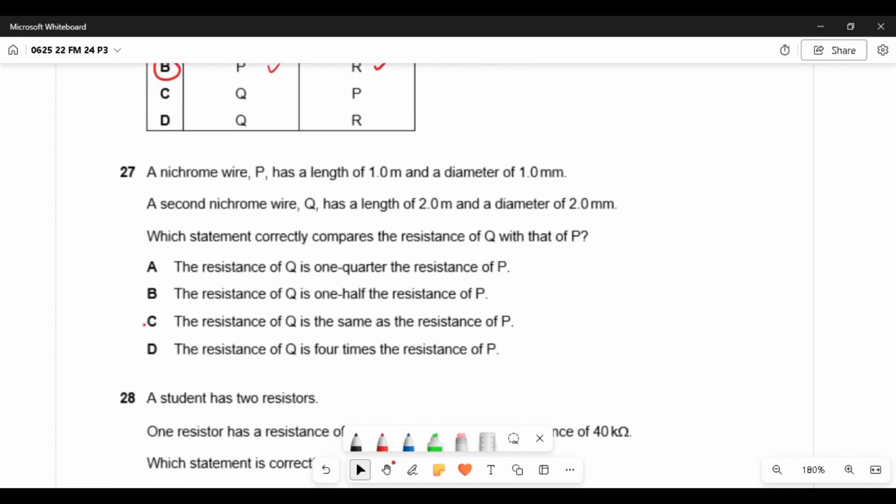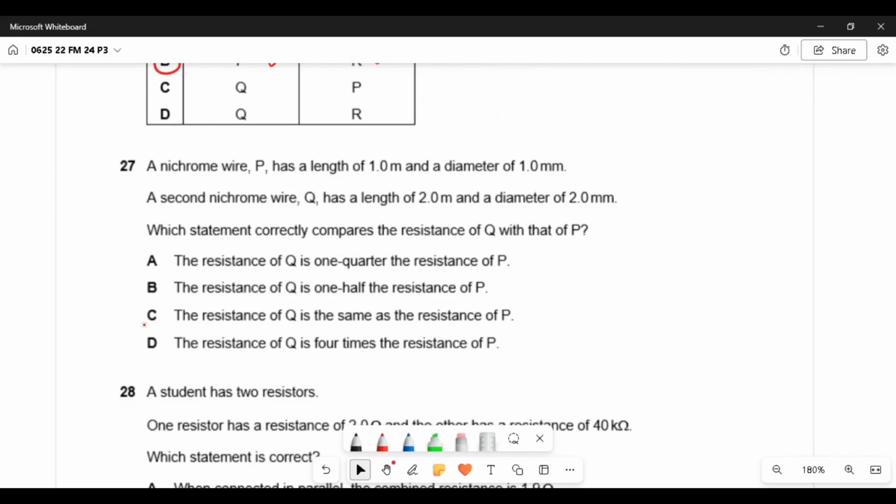A nichrome wire P has a length of 1 meter and a diameter of 1 meter. The second wire Q has a length of 2 and a diameter of 2. Which statement correctly compares the resistance of Q with P? So the resistance of Q is equal to, we know, resistivity times length over 4 over pi d squared. So length is directly proportional and diameter is inversely proportional.